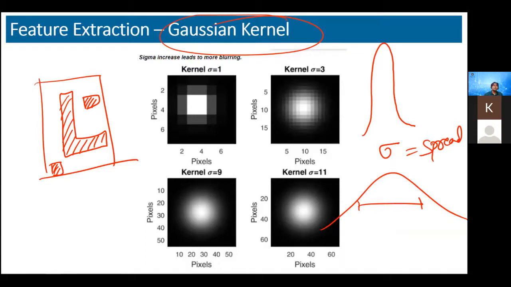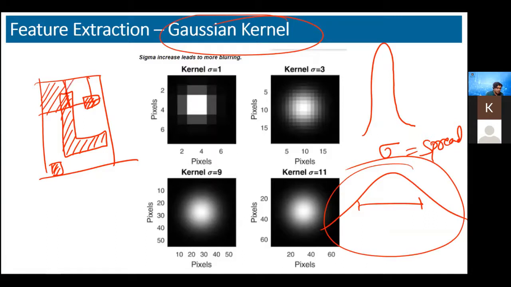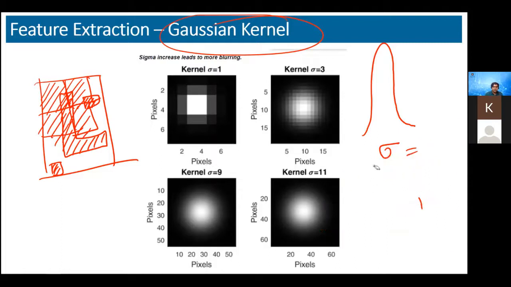So if you want to reduce the effect of noise in your data, you apply a Gaussian distribution with some spread. When you apply a Gaussian distribution with some spread, what you're doing is taking some kind of an average for each region.